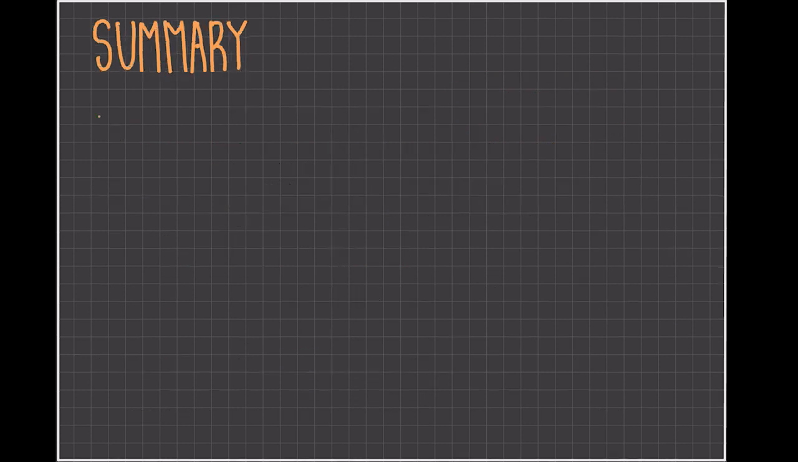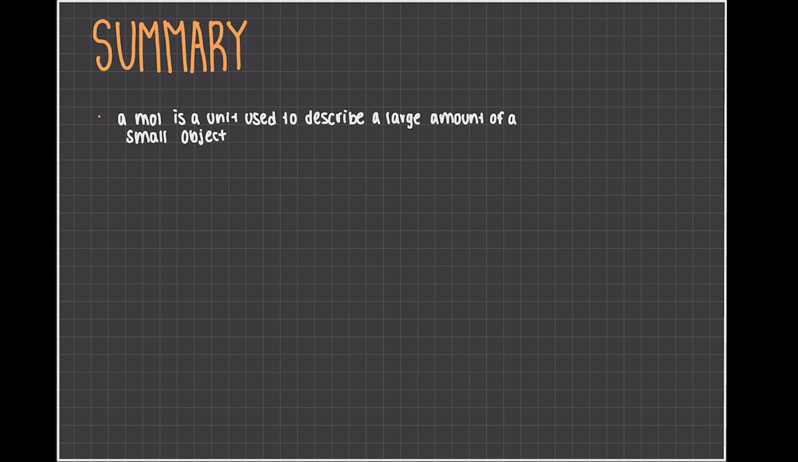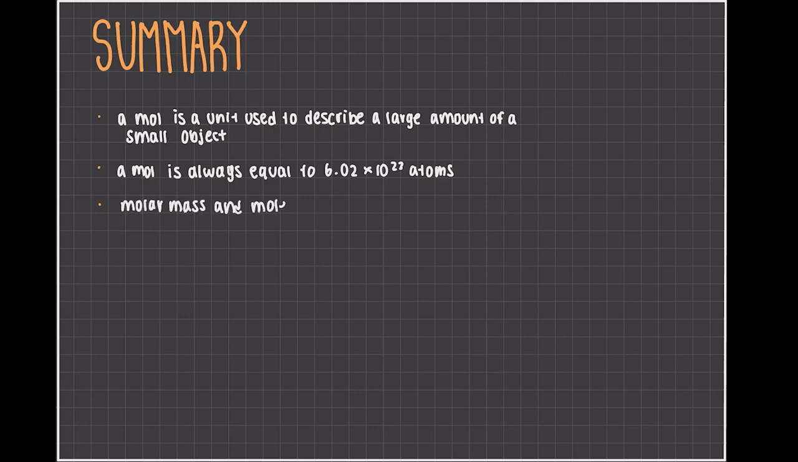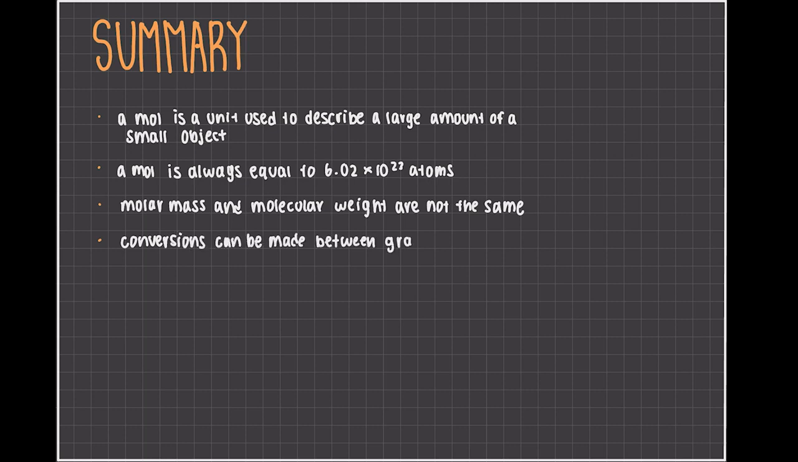Now that we know how to do a conversion table, let's go ahead and summarize what we learned. A mole is a unit to describe a large amount of a small object. A mole is always equal to 6.02 times 10 to the 23rd atoms. Molar mass and molecular weight are not the same. Their units differ. Conversions can be made between grams, moles, milliliters, and atoms using a conversion table.